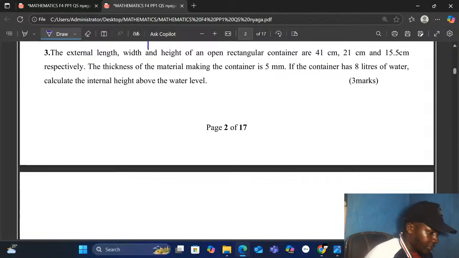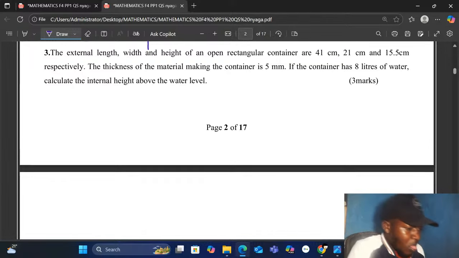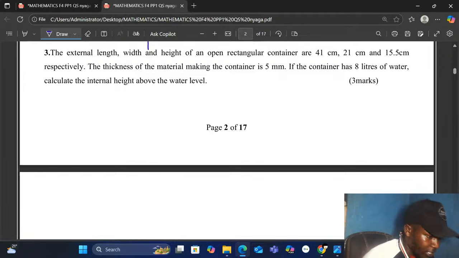So the external length, width, and height of an open rectangular container are 41, 21, and 15.5, respectively. The thickness of the material making the container is 5 millimeter. If the container has 8 liters of water, calculate the internal height above the water level.